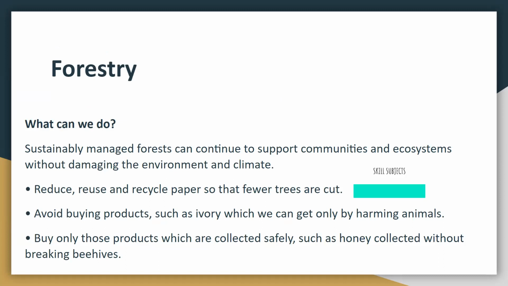Then there is forestry. What can we do about it? Sustainably managed forests can continue to support communities and ecosystems without damaging the environment and climate. See, if we think that we are humans and we have the right to do whatever we want to, then there would be a day when there would be no animals around. And when you do not have animals around, it is going to create a disbalance in the ecosystem. So you do not have to cut down too much of forest. Now we need to think smartly and try to utilize the area that's there with us.